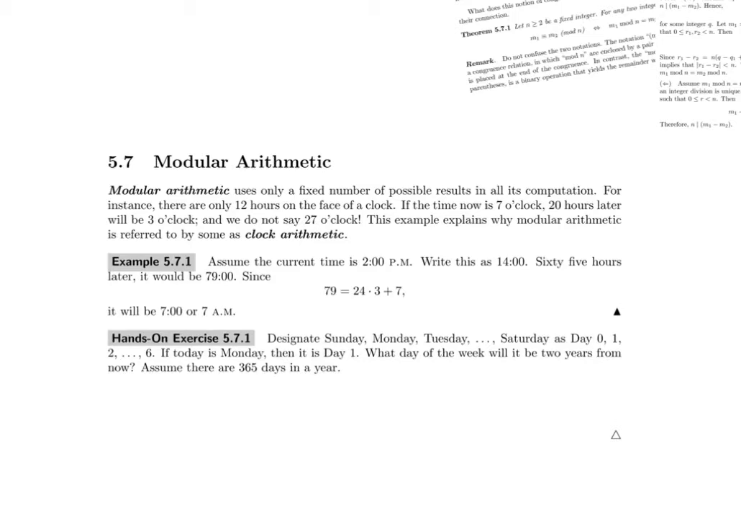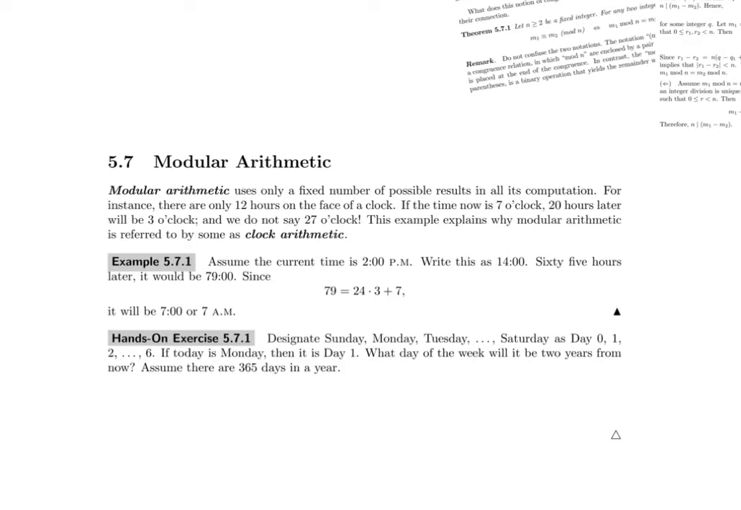If it's 2 p.m., let's think of that in military time and write it as 1400 hours. 65 hours later would be 14 plus 65, which is 7900 hours. Every 24 hours, it's a new day, the clock resets. If we apply the division algorithm on 79 and 24, we get a remainder of 7, which means 65 hours after 2 p.m., it will be 7 a.m. Granted, it'll be a different day, but the time will be 7 a.m.